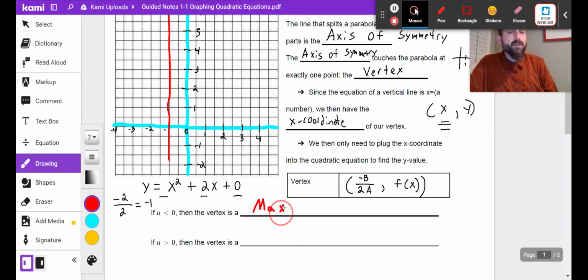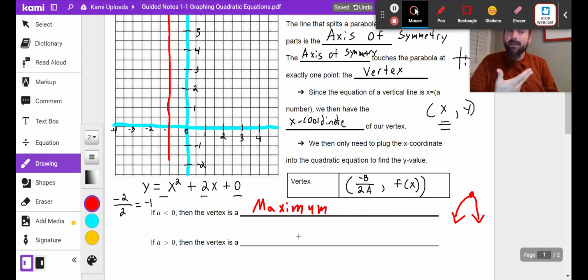Now, what is this we're talking about? Let's draw a quick diagram. If it is negative, the parabola is going to look like this, and the vertex is going to be on top. So it's now a maximum.